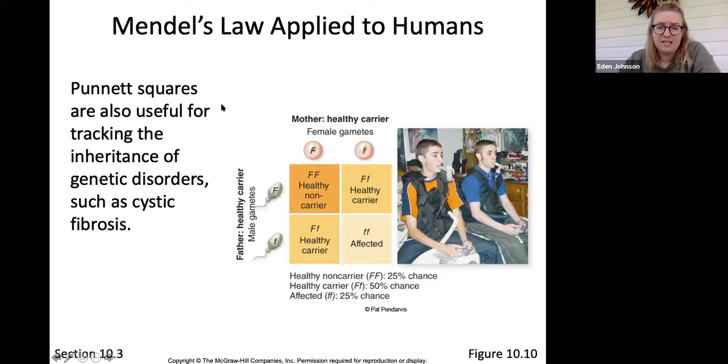In this case, we're going with F. It doesn't matter if you're using F or A or H or Y or whatever letter you want to use for these Punnett squares. It doesn't matter at all. But what I want you to see is that if this is a recessive trait, a recessive disorder, then you have to have two recessive alleles in order for you to have cystic fibrosis, or in order for you to have blonde hair, for instance.